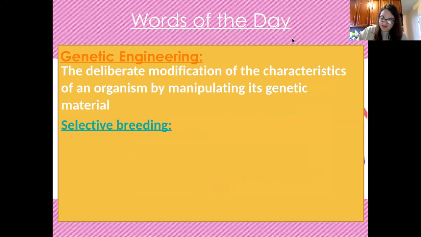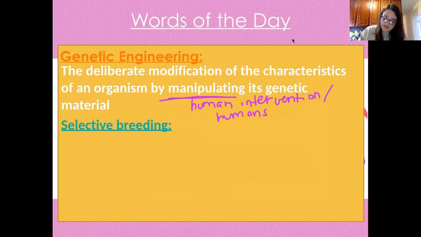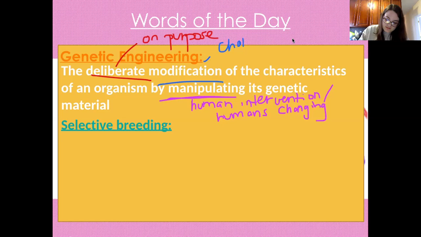Well, I hope by now you've gotten that because I'm just going to write down this last part. Manipulating, we're talking about human intervention. So humans are doing the changing. Humans are changing things purposely. Okay, bear with me, I'm going to do this again. Deliberate means on purpose. Modification means changing. And characteristics, we're talking about traits. All right, fingers crossed I don't mess this up again.